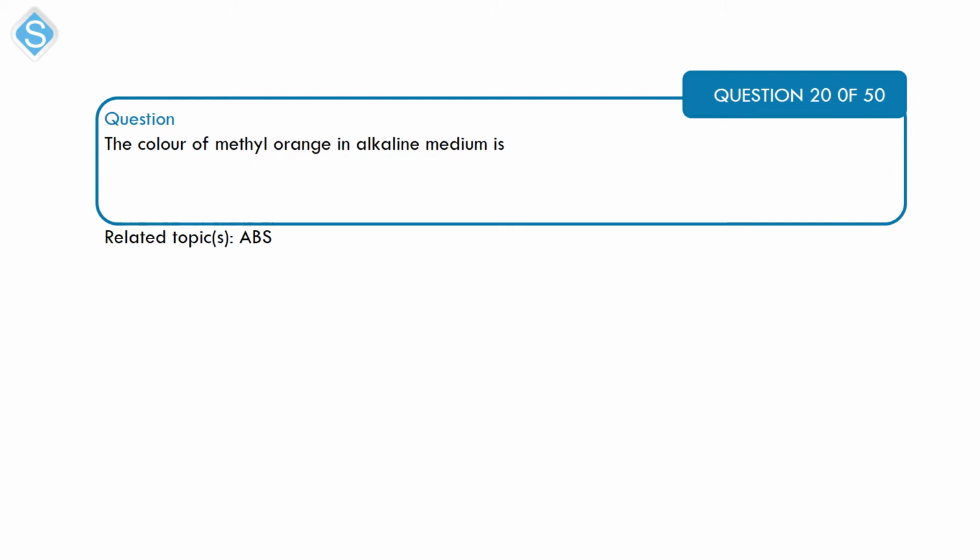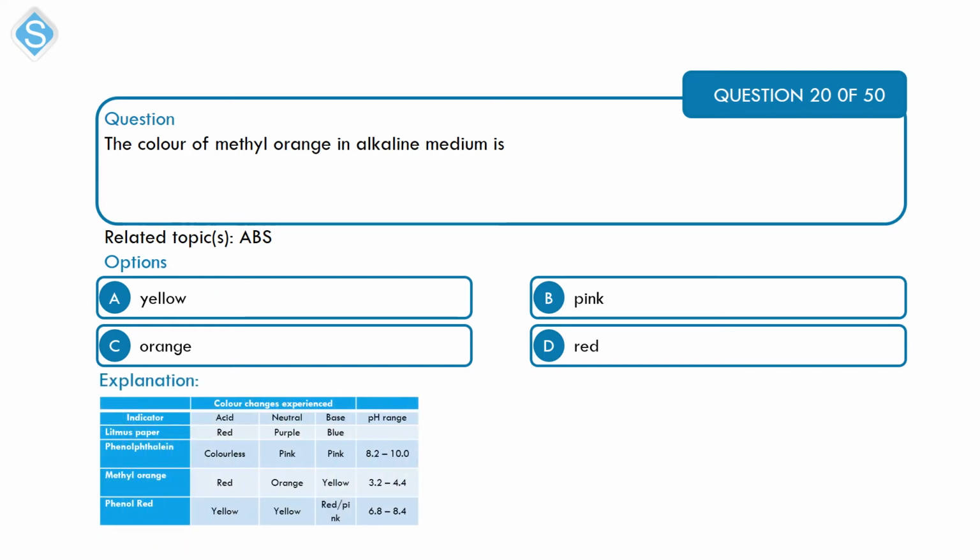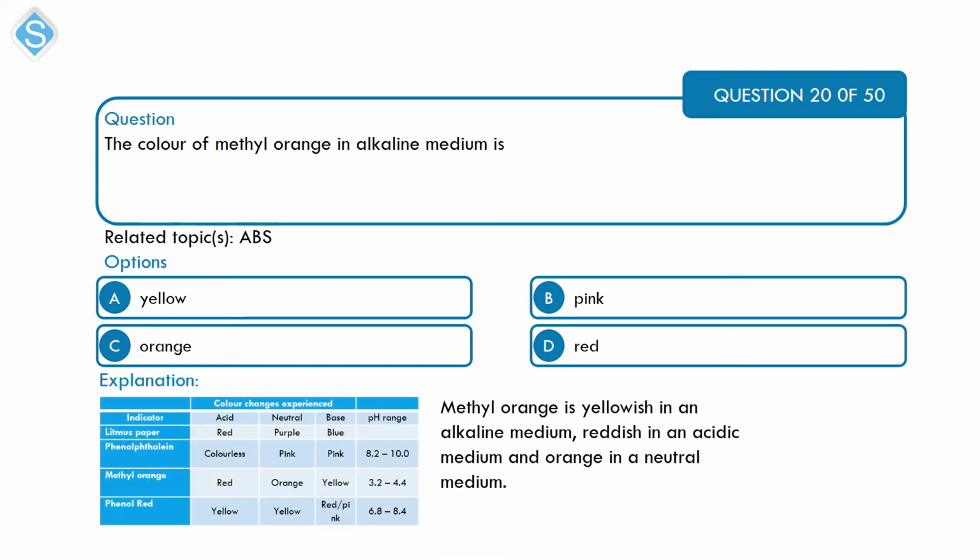This question relates to acid, base, and salt: the color of indicators in different media. The color of methyl orange in alkaline medium is A yellow, B pink, C orange, and D red. Methyl orange is yellowish in an alkaline medium, reddish in an acidic medium, and orange in a neutral medium. So that makes option A the correct option.